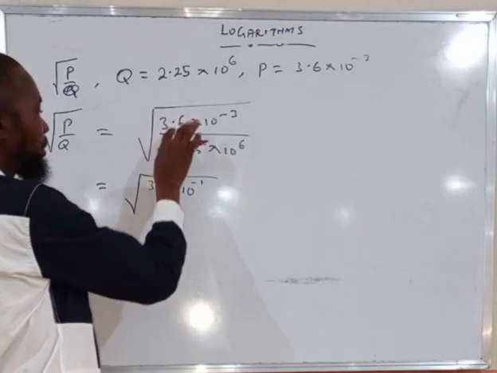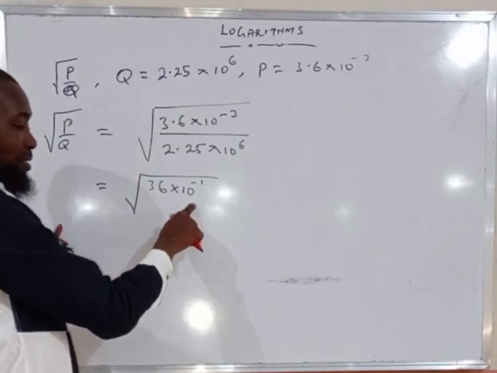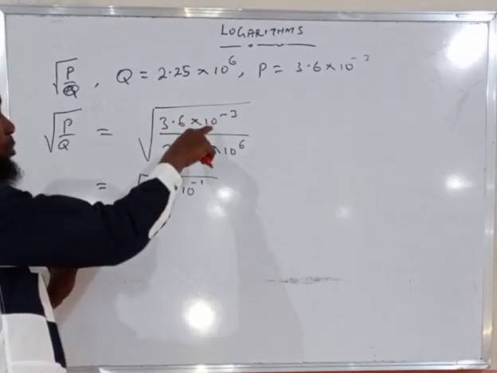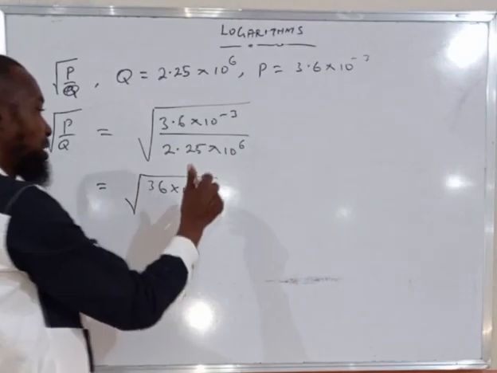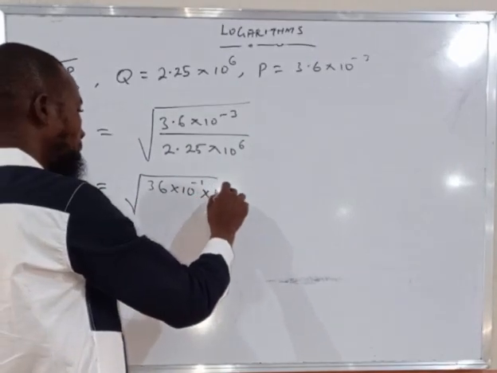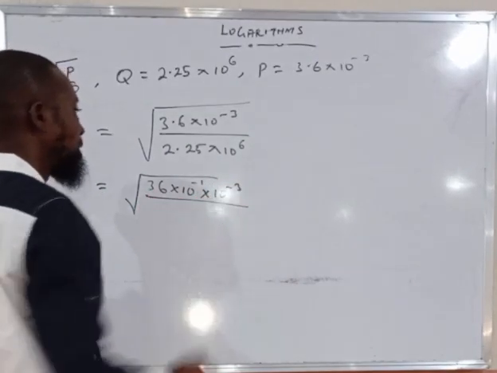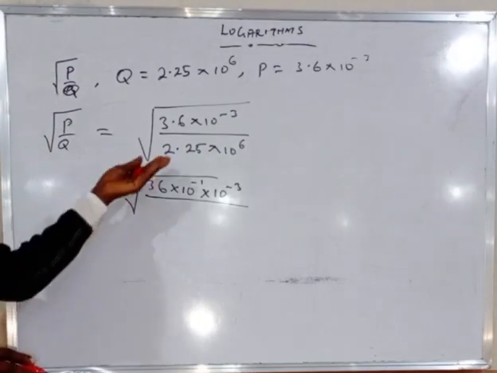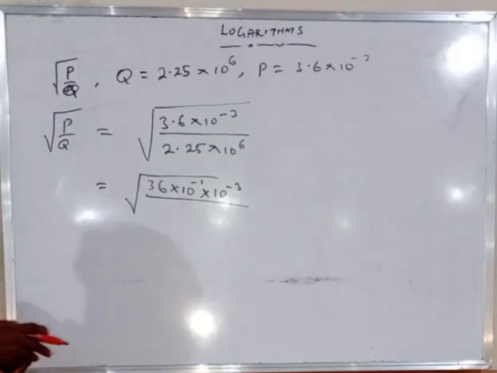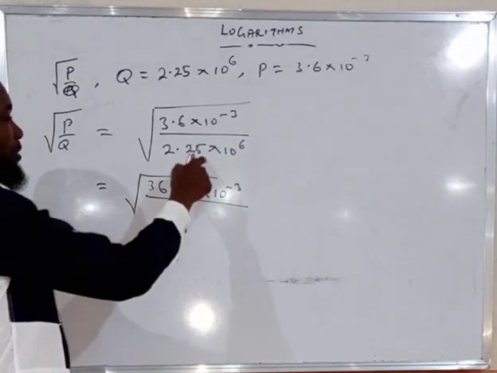Now, this 3.6 is the same thing as 36 times 10 raised to the power minus 1, Abi. But we have 10 raised to the power minus 3 here. That one also has to be included. Multiply by 10 raised to the power minus 3. We now see everything over. So we'll do the same thing in the denominator. All right? 2.25 will also become what?